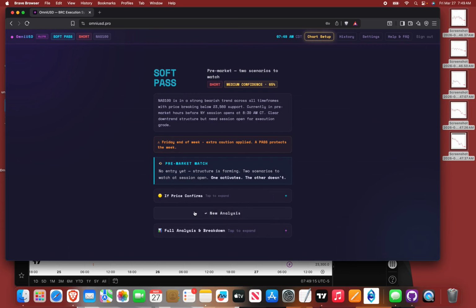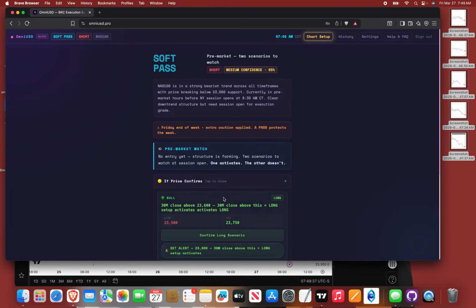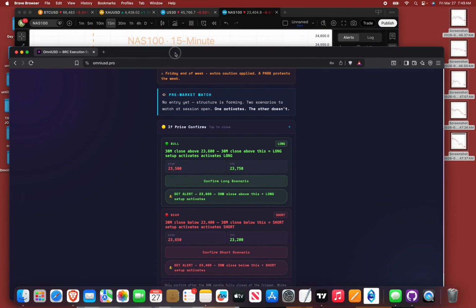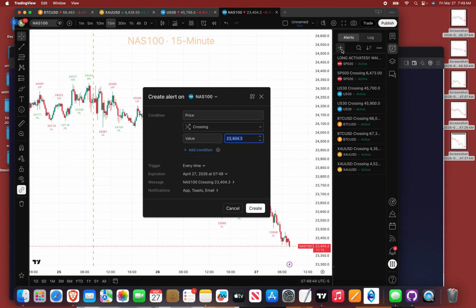Alright. Same right here. It tells you, read that. NAS100 is in a strong bearish trend across all time frames. That's good. The price is breaking below 23,560 support, currently in pre-market hours before the New York session opens at 8:30 a.m. Central Time. Clear downtrend structure, will need session open for execution grade. That's exactly why I was telling you guys. So now you want to see that. Set your alert to 23,600 for long. 23,600 for long. Let's do it.